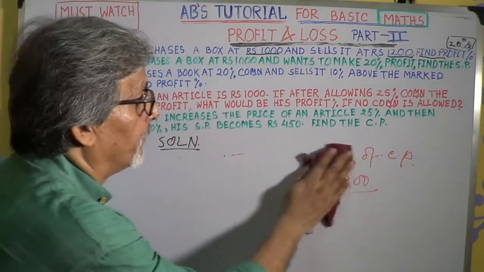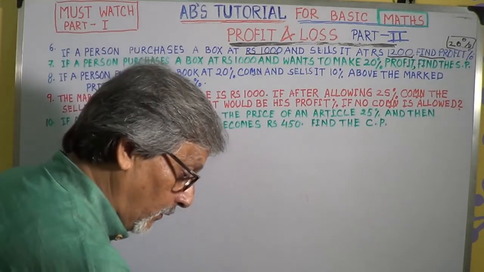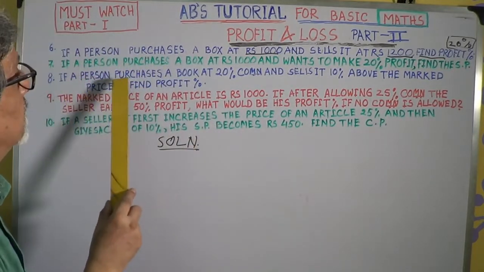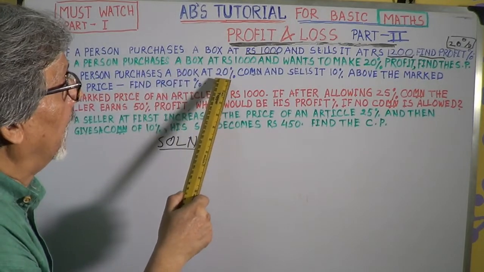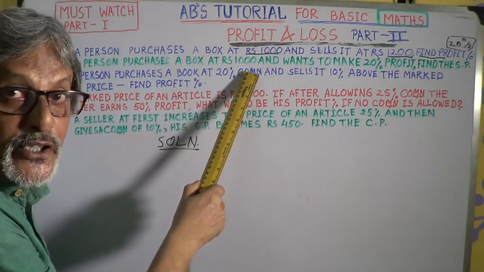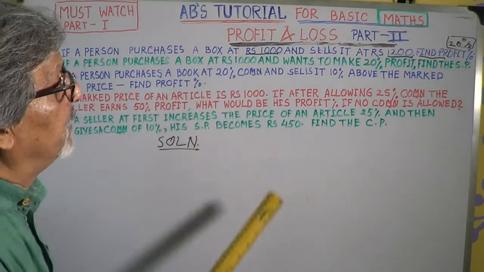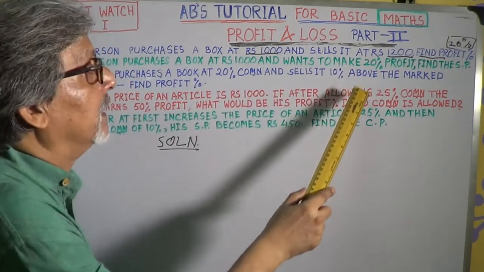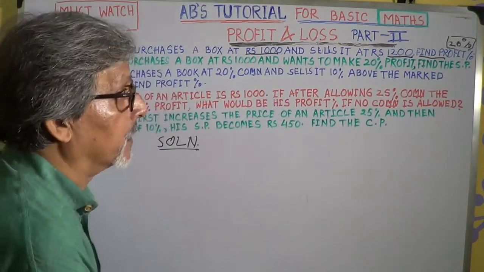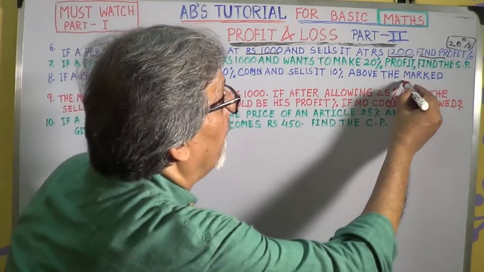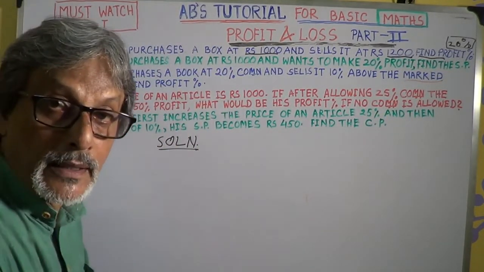In number 8 problem, what we have written? If a person purchases a book at 20% commission, and sells it 10% above the marked price. Here the concept of marked price has come.